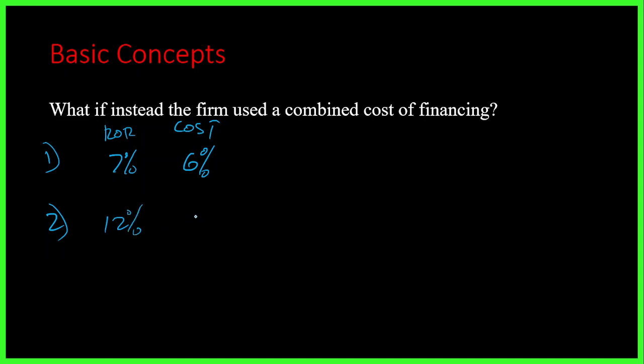12% and the cost of financing as of this point is 14%. If we use them individually, you are going to accept this and you're going to reject this. Okay, if you use this 6 and 14%. But if you use 10%, this one will be rejected and this 12% will be accepted.